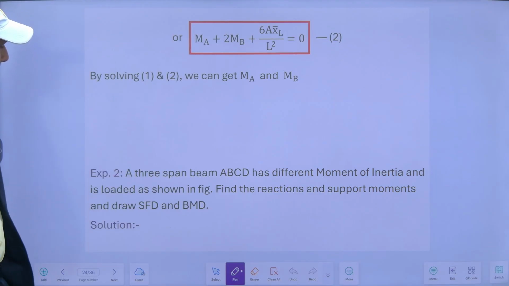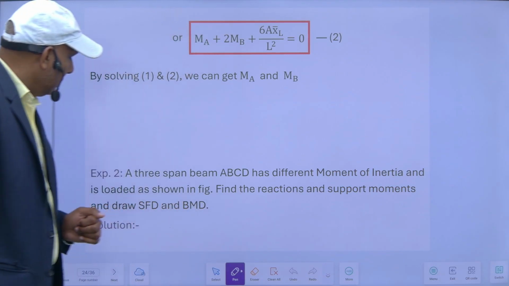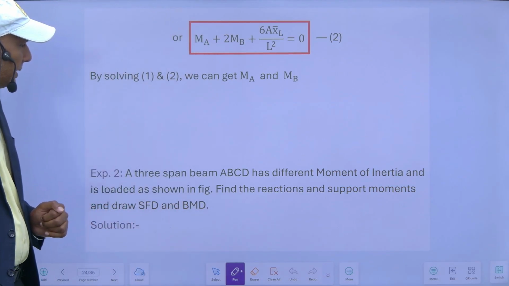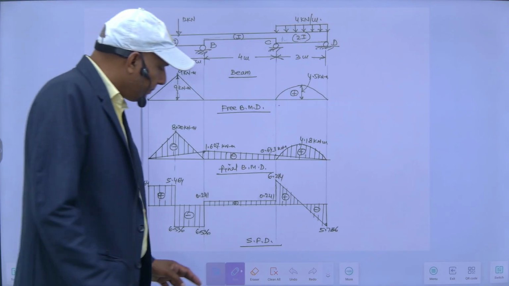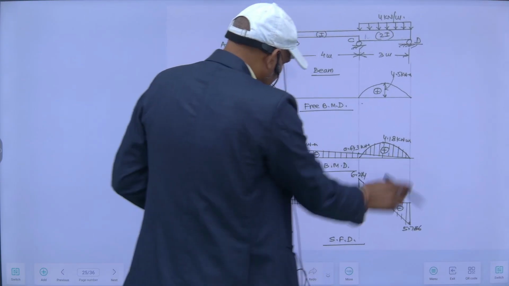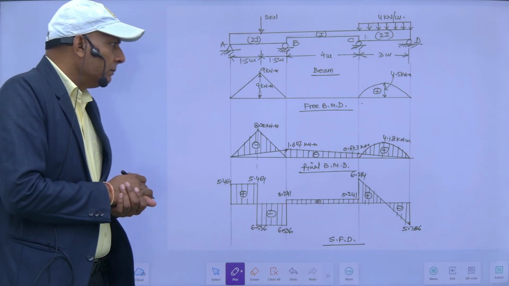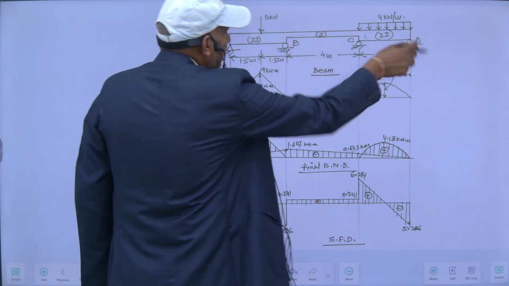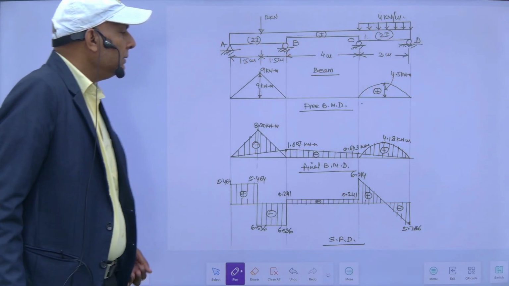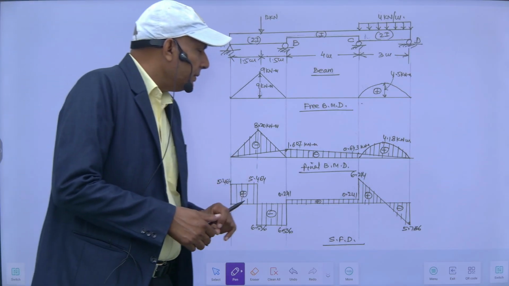So let us do some numericals. A 3-span beam ABC has different moment of inertia, is loaded as shown in figure. Find the reaction and support moments. Draw the SFD and BMD. So this is the case. By applying the 3-moment theorem, I have to calculate the moments at A, B, C and D and reactions also, and I have to draw the SFD and BMD.